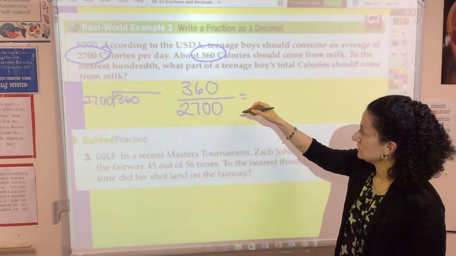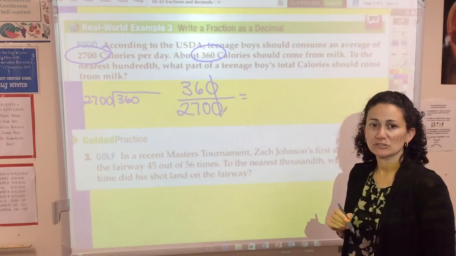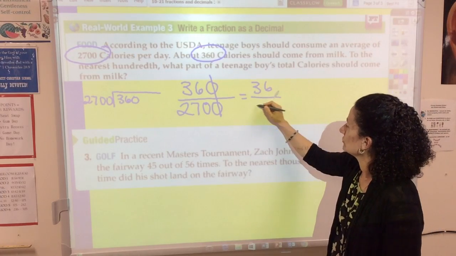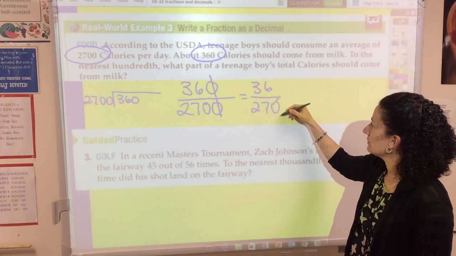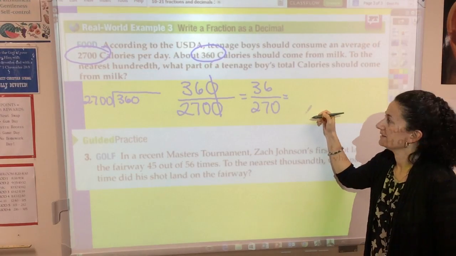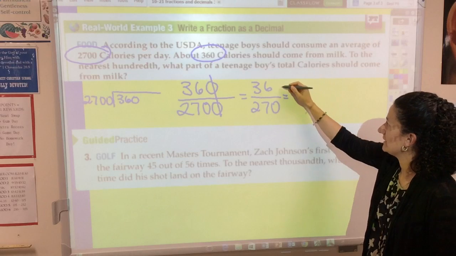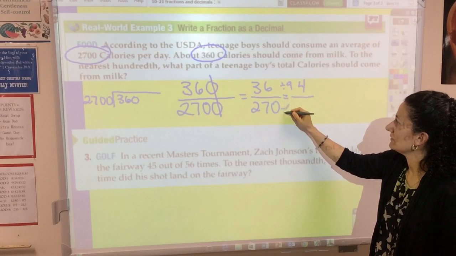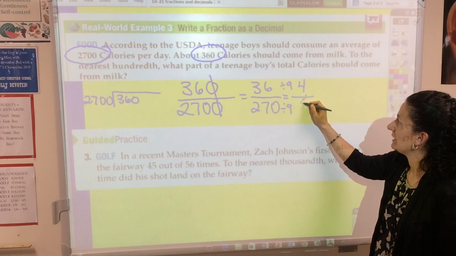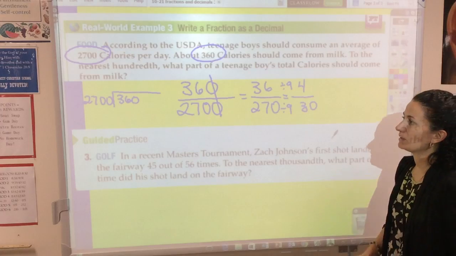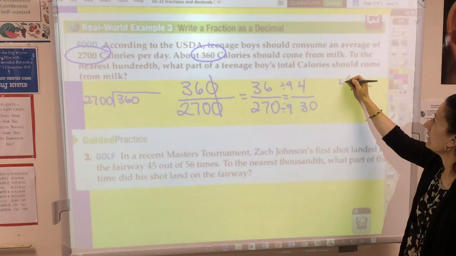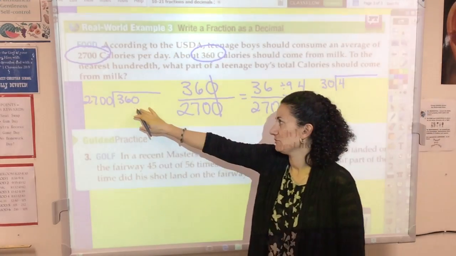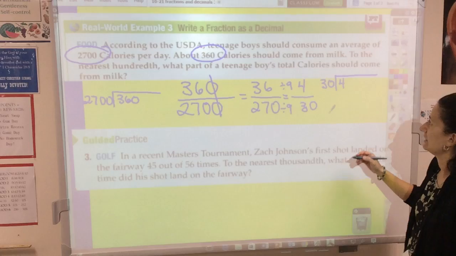Let's see. First thing I can do is divide by 100, cross off those zeros. Then I would have 36 over 270. Do you see a common factor for both of these? Yes, 9. We can divide by 9. So 36 divided by 9 would give me 4, and 270 divided by 9 would give me 30. Okay, I just made the problem a little easier for myself. Now I only have to divide 4 by 30 instead of 360 by 2,700.